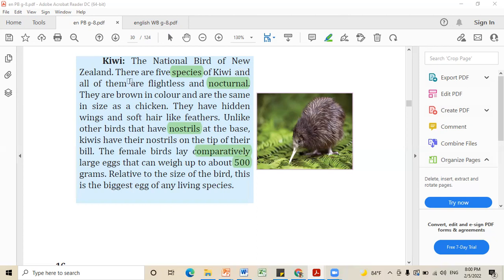So the next sentence, there are 5 species, right? So this word is species. There are 5 species of kiwi, and all of them are flightless and nocturnal, right? This word is nocturnal, right? So we will check from here. There are 5 species of kiwi, right? So what do we mean by species?